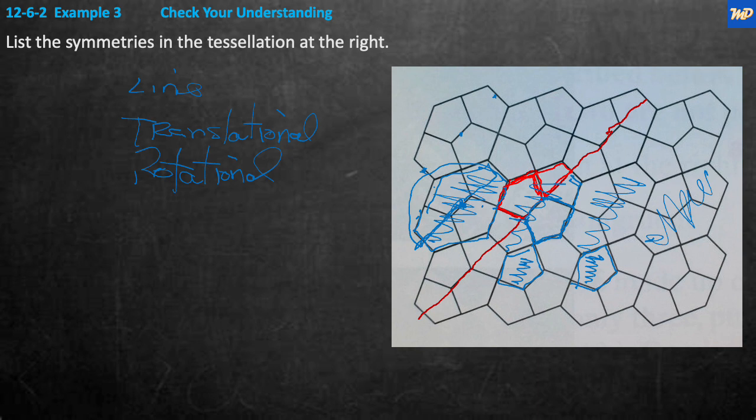Well, I think that's pretty close to what I've got: line, translational, reflectional, rotation, glide. Is glide in here? I think those are mostly the ones I can see. Okay, good job.